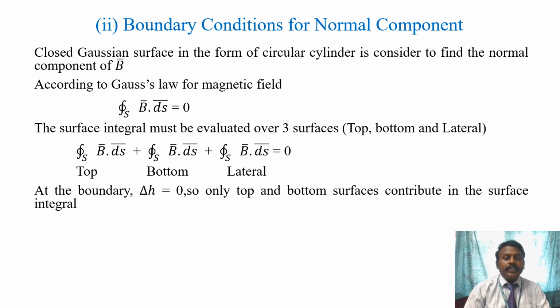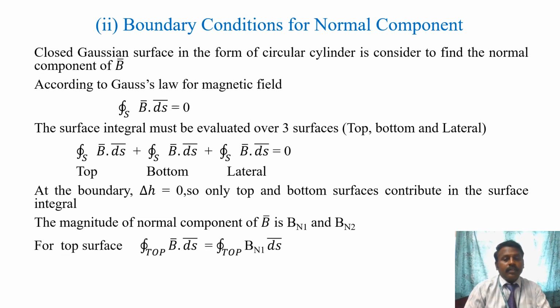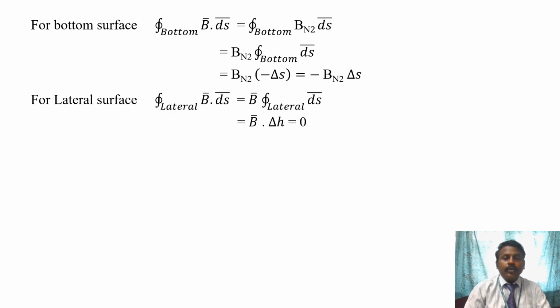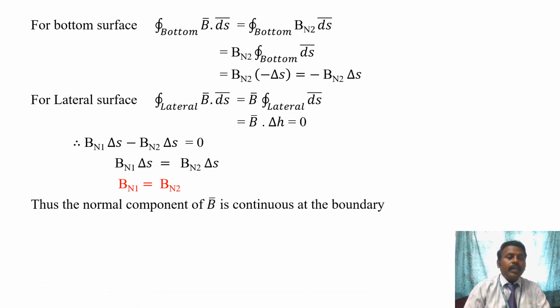When we talk about the surface, the level is equal to 0, which means there won't be any height, so we cannot get the lateral surface. We get only the top and the bottom, and we equate the top with the bottom. So Bn1 del S for the top surface, and similarly for the bottom surface. Combining the bottom and top surfaces, Bn1 del S equal to Bn2 del S. So finally we can write Bn1 is equal to Bn2. Therefore, the normal component of magnetic flux density is continuous at the boundary. That is how we conclude.